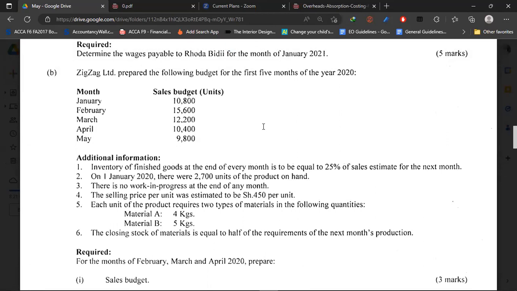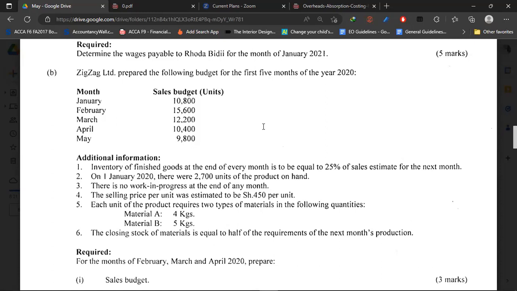Zigzag Limited prepared the following budget for the first 5 months of the year 2020. We are given months sales budget in units. January, we have 10,800. In February, 15,600. In March, 12,200. April, 10,400. And May, 9,800. Additional information, inventory of finished goods at the end of every month is to be equal to 25% of sales estimate for the next month.